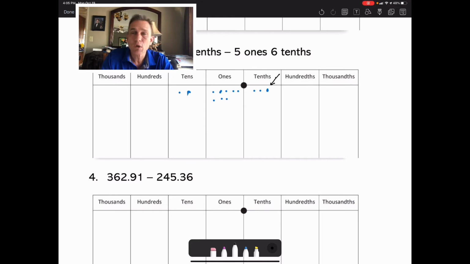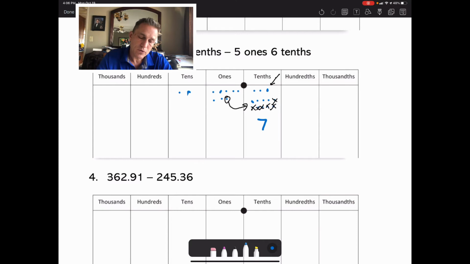So I have to regroup or unbundle from the ones place. So I'm going to take one of the ones and I'm going to turn it into 10 tenths. So 1, 2, 3, 4, 5, 6, 7, 8, 9, 10. And then I'm going to take away 6 of those tenths. So 1, 2, 3, 4, 5, 6. All right, so I am left with 7 tenths.